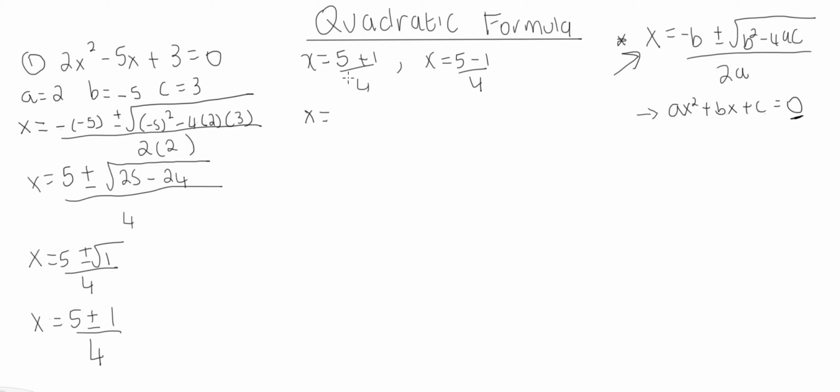Now I would just need to simplify this. 5 plus 1 is 6 over 4. This will simplify by 2, or you could just use your calculator to get 3 over 2. So one of your answers will be 3 over 2. The other answer would be 5 minus 1 is 4 over 4. 4 divided by 4 is 1. So your answer to this equation will be 3 over 2 and 1. That's not an ordered pair, by the way. It's just how your answer is. All right, let's do another example.